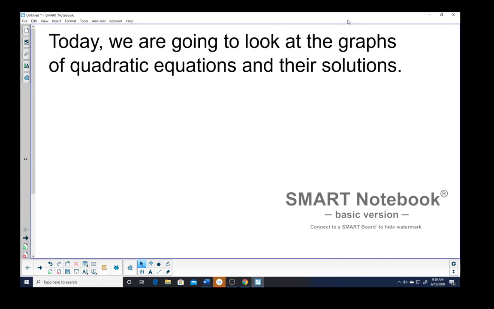Okay, so today we are going to look at the graphs of quadratic equations and their solutions. So we've been solving quadratic equations. Well, now let's think about and look at what the actual graph of those look like.